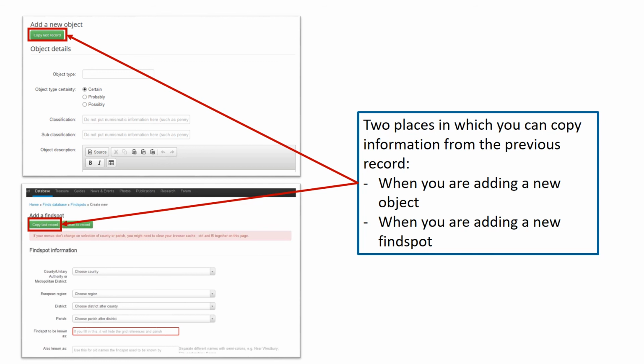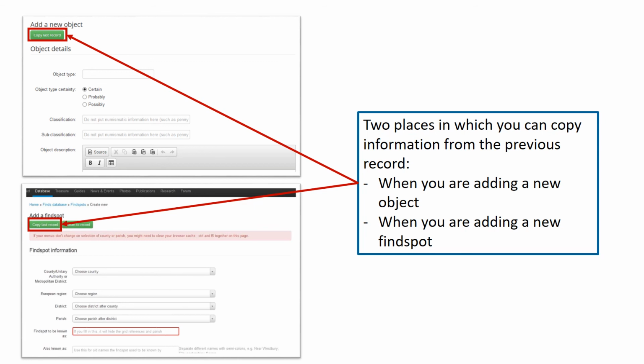This function is useful if you have a bag of finds from the same Findspot and you don't want to have to enter all of the Findspot information each time. Or if you have several objects of the same type and you don't want to enter things like the object type every time because it's the same for all of them.